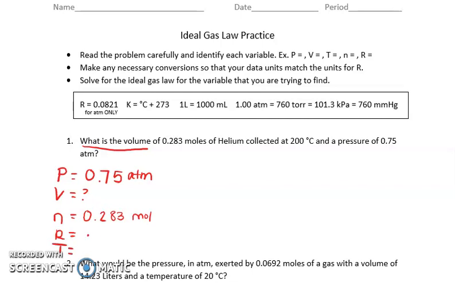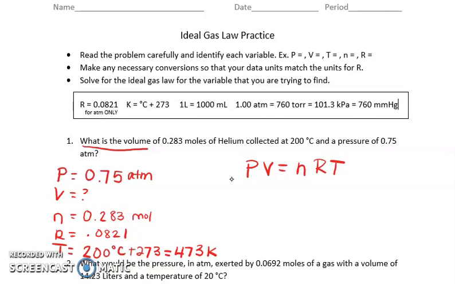My R is 0.0821. And then I'm going to write my T. My temperature is 200 degrees Celsius, but I need to add 273 in order to find the temperature in Kelvin. So my temperature is 473 Kelvin. So next I'm going to write out my ideal gas law equation. That is PV equals nRT.